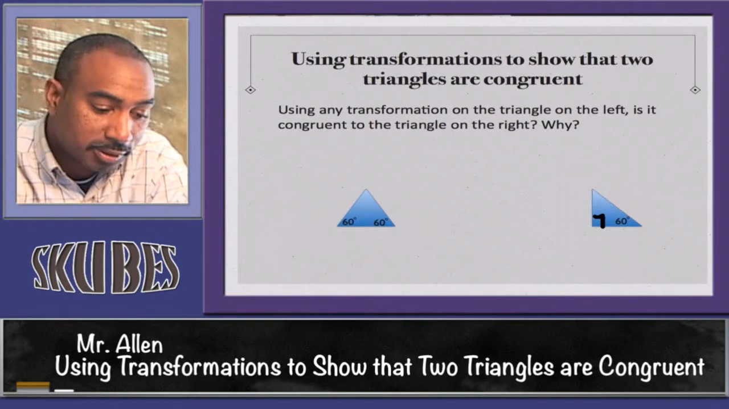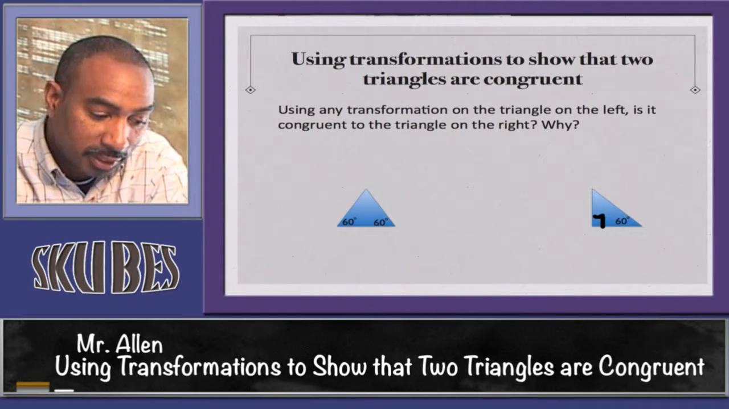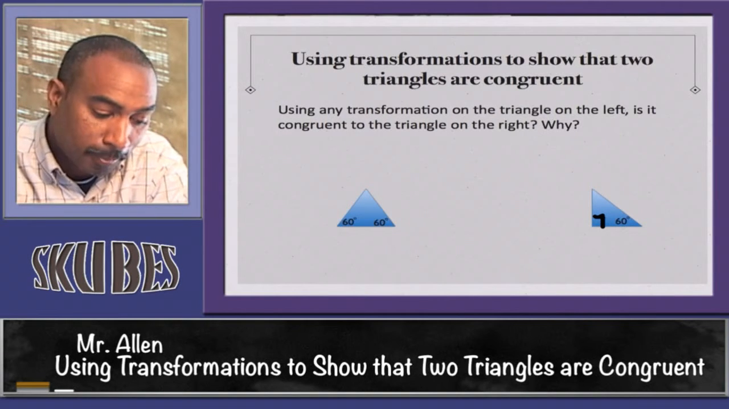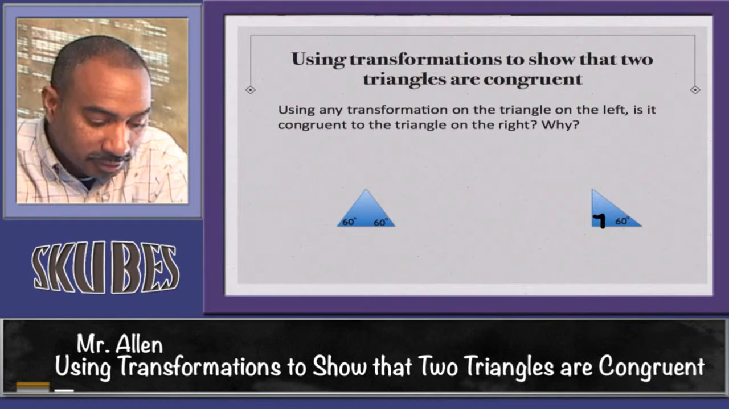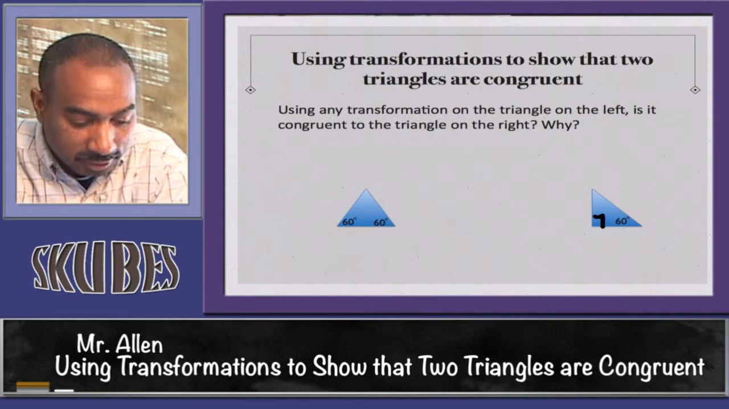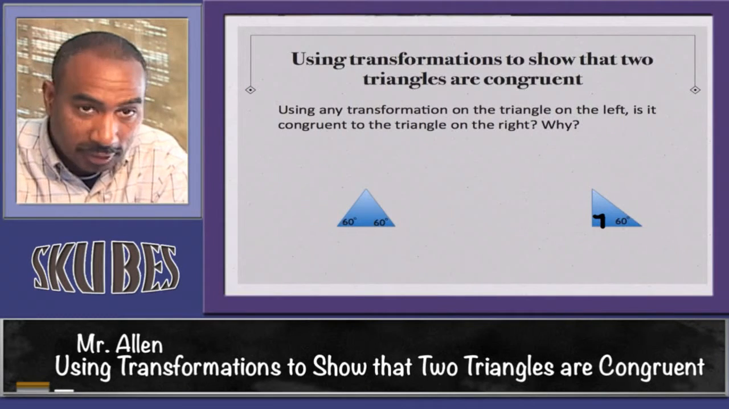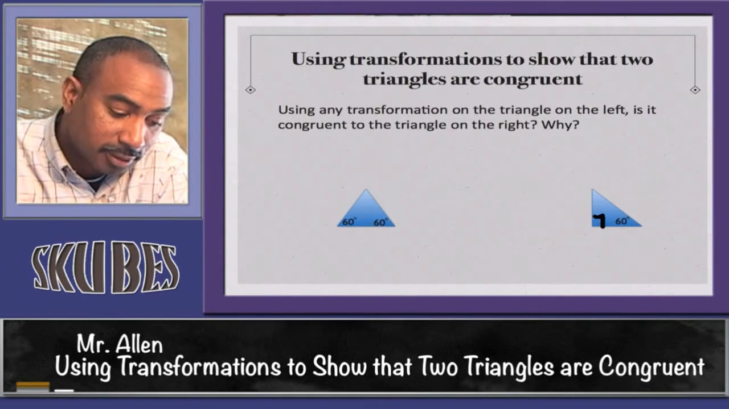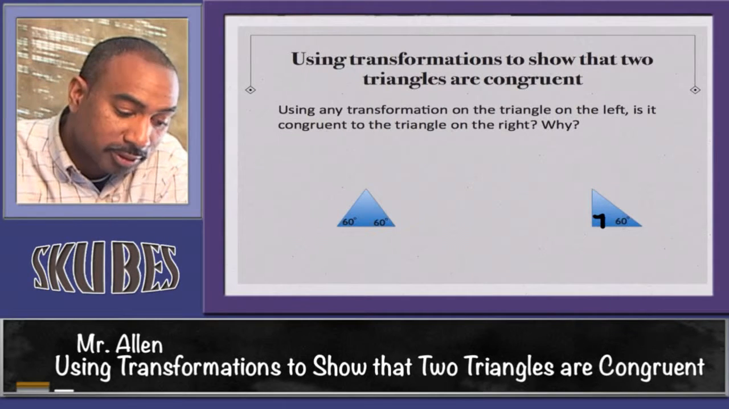Using any transformation on the triangle on the left, is it congruent to the triangle on the right, and why? Well, now be careful. I have 60 and 60, and here I have 60 and 90. In a triangle, all three angles must add up to 180 degrees. So if this is 60 and that's 60, that's going to add up to 120. That forces this to be 60 degrees here.